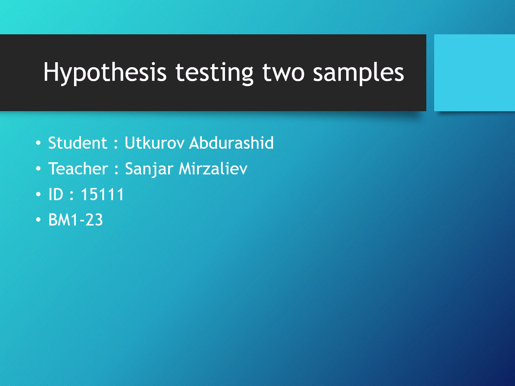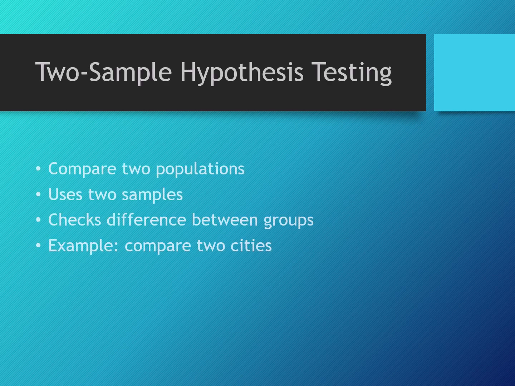Today we're going to talk about two-sample hypothesis testing. Let's start. Now I will talk about hypothesis testing with two samples. In this topic, we don't work with one group, but with two groups. The main idea is to compare them and see if they are different. This difference can be real or just random. For example, we may compare results from two cities or two companies.